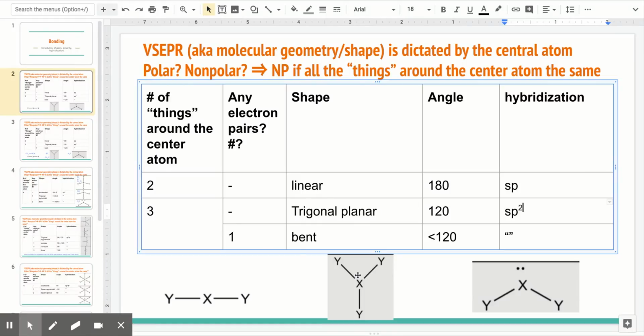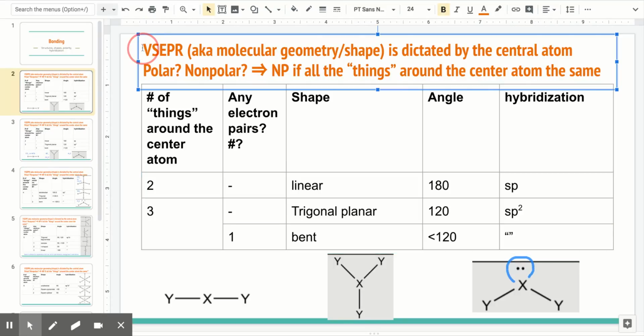The next option is if we have 3 things, so 1, 2, 3 things, it just so happens that one of those things is an electron pair. And the electron pairs then change the shape because you can't see them. So if you imagine you can't see that blue part, all you would see is this. And so that shape is called bent. And the angles are a little bit less than 120 degrees because these electron pairs are taking up more space.